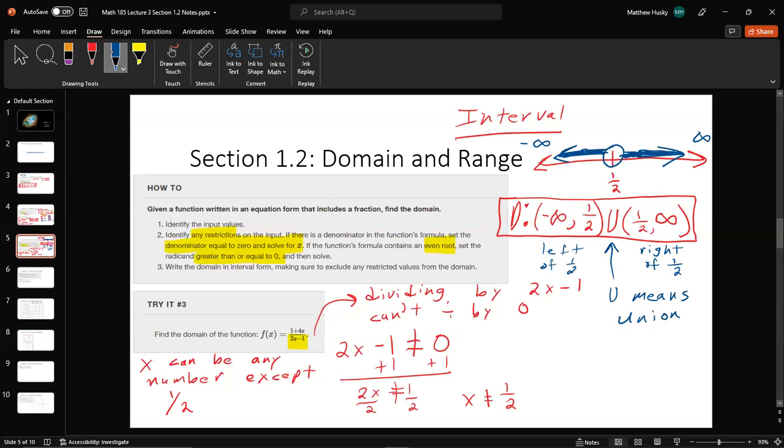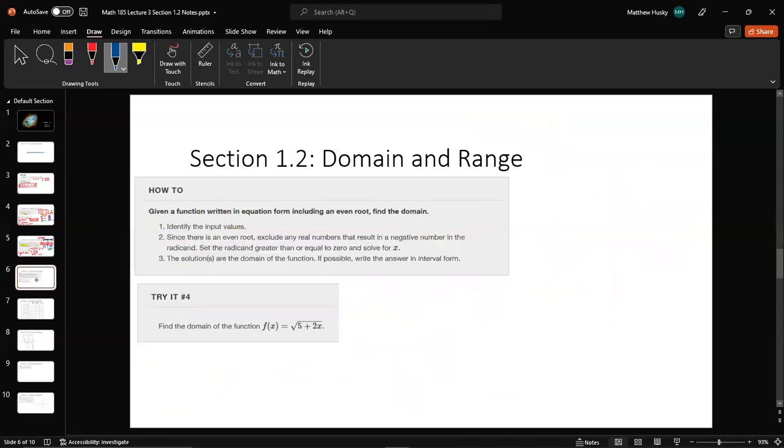Let us see what else we have here. So this is the same thing. We did it once where we saw the division thing. Here we've got an even root, and so we're going to set the radicand greater than or equal to 0 and solve. Notice it says greater than or equal to.